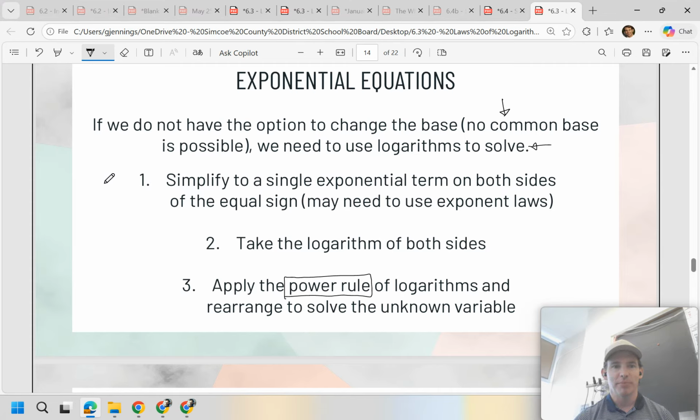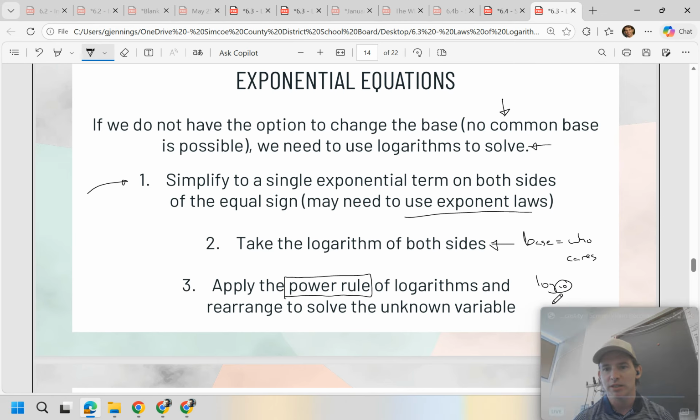So our basic strategy: first we simplify to a single exponential term on both sides. We might have to use our exponent laws to do that. Then you take the log of both sides. It doesn't matter what base. So generally we'll use log base 10. That's going to be fine. It's going to suit our purposes just fine. And then we apply the power rule of logs and rearrange to solve for the unknown variable.